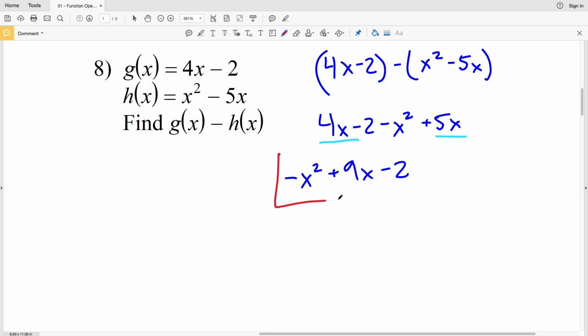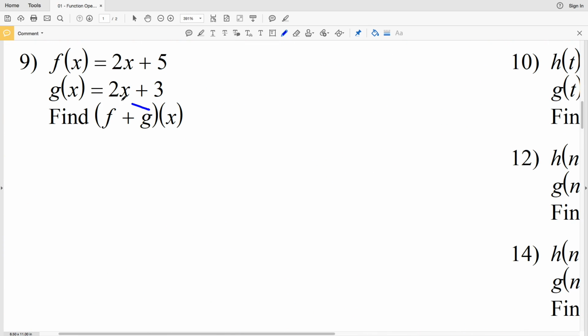So in number 8, negative x squared plus 9x minus 2 is my solution. Now on to number 9. In number 9, we're adding the functions f and g together and then evaluating that at x. So essentially we have f of x plus g of x. So f of x is 2x plus 5 and g of x is 2x plus 3.